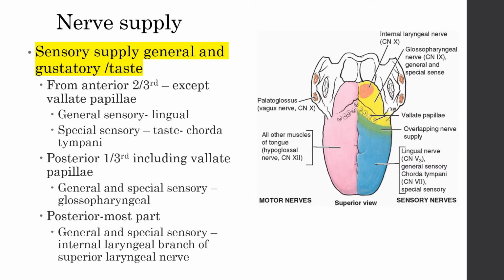The posterior most part, both general and special, are carried via the vagus nerve through internal laryngeal branch, which is a branch of superior laryngeal.